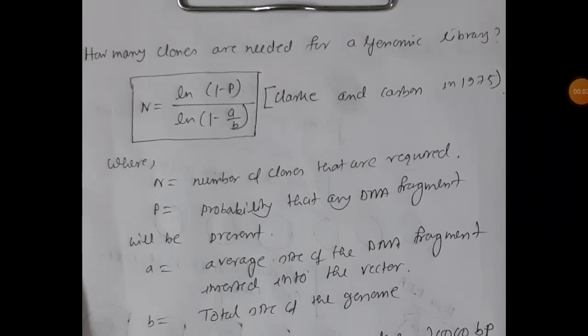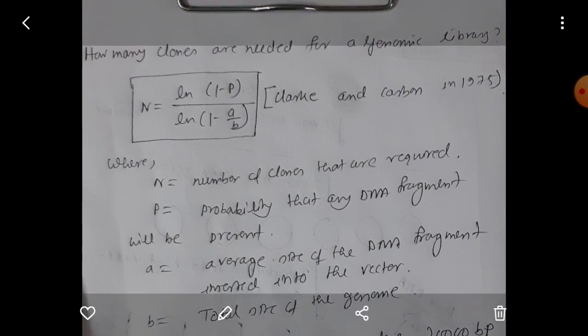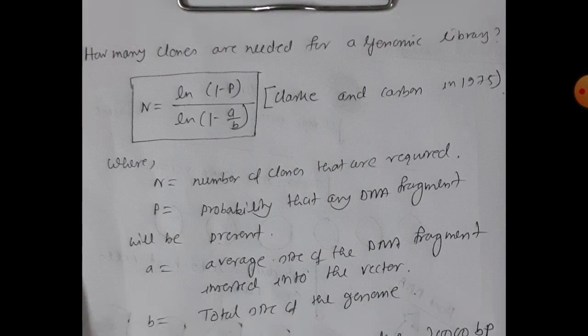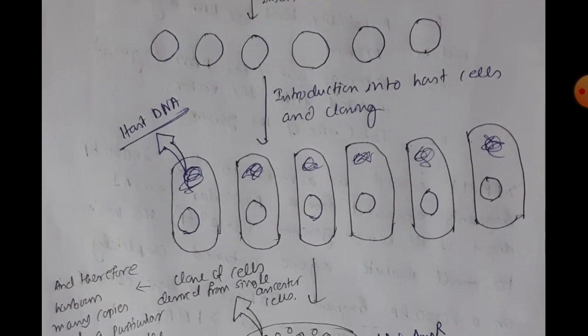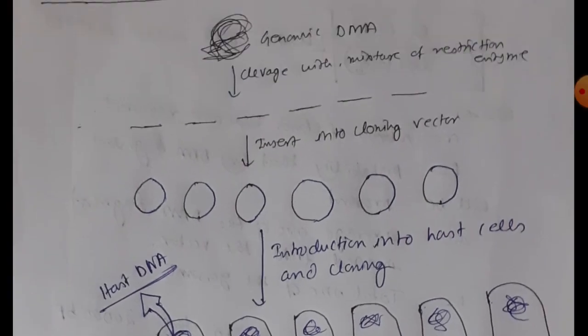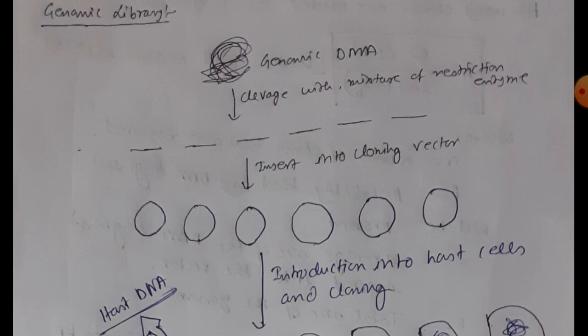Okay, so in the previous video lecture, we ended with a question: how many clones do we have to screen to find our gene of interest in a particular genomic library? I also want to mention another question: during the construction of a genomic library, how many clones of cells do you require to complete your entire genomic library?